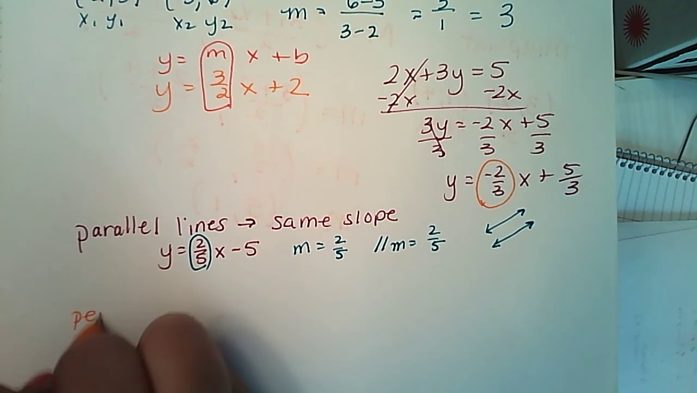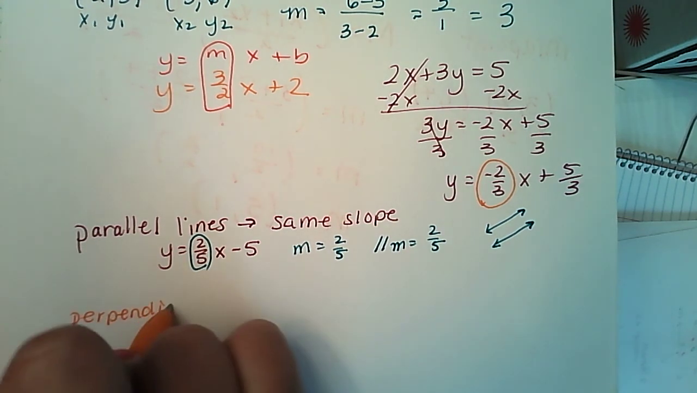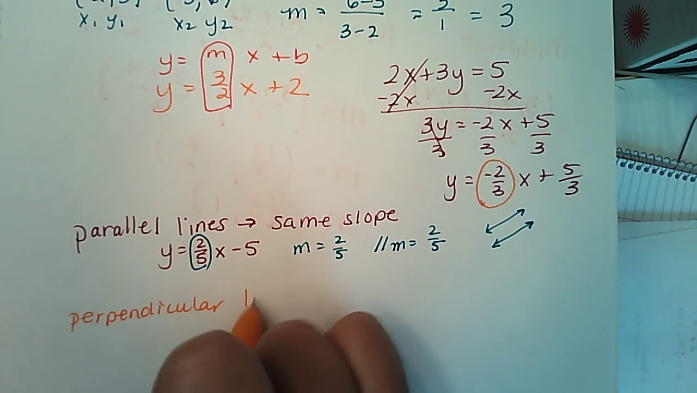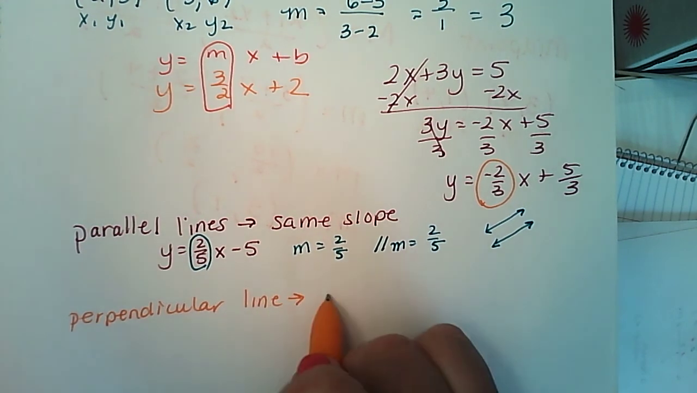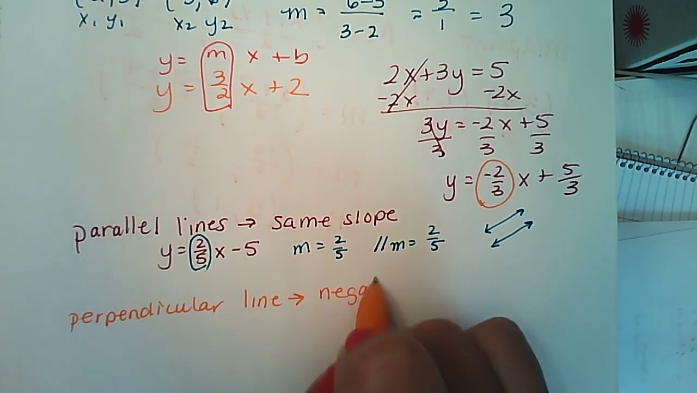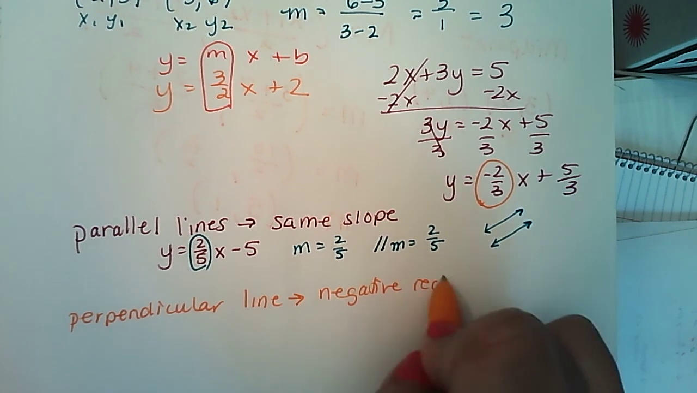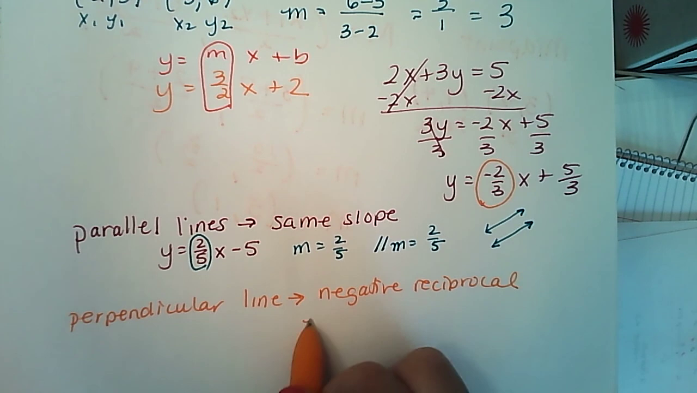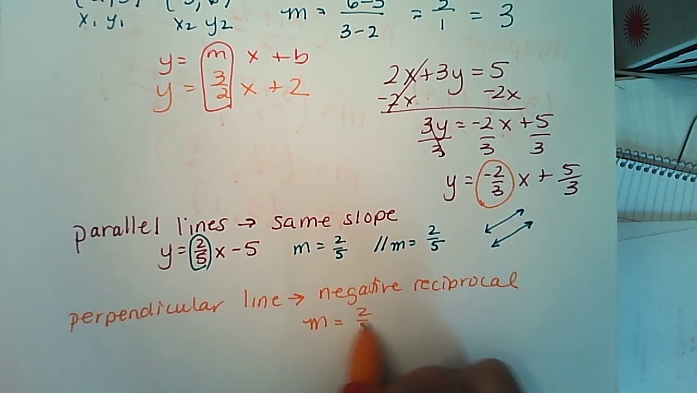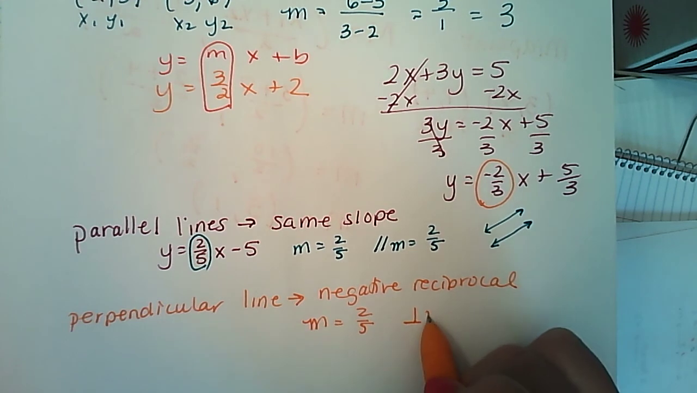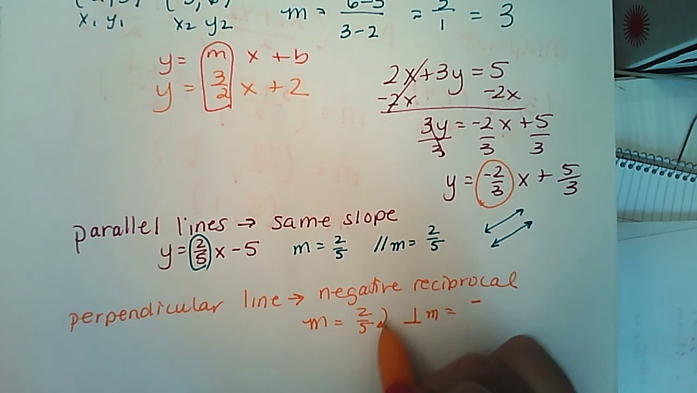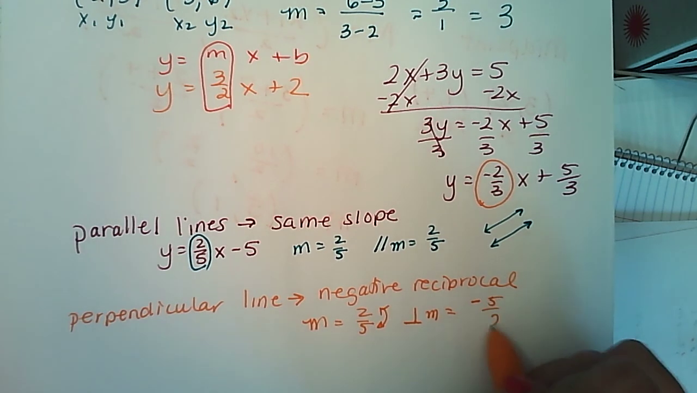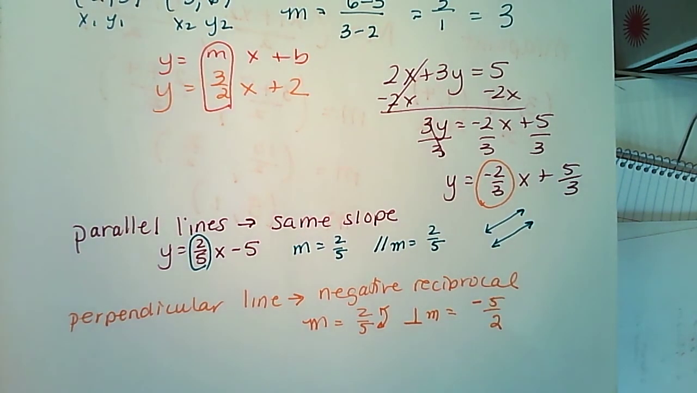Now I have my perpendicular line. In my perpendicular line, they say, okay, the slope is a negative reciprocal. Again, that means if my slope up above is 2/5, then that's an upside down T, which is perpendicular. So my perpendicular slope is the negative of that, and then these two flip. So it becomes 5/2. So it's negative 5/2.